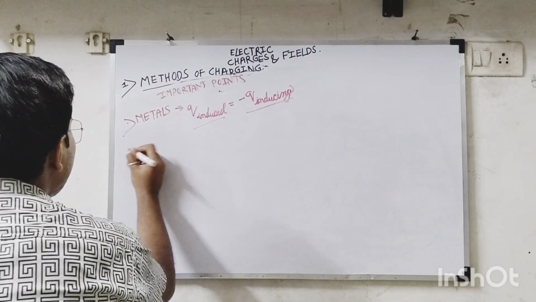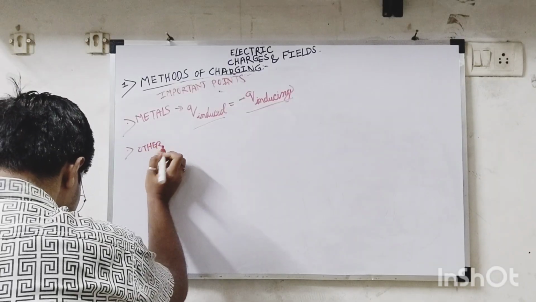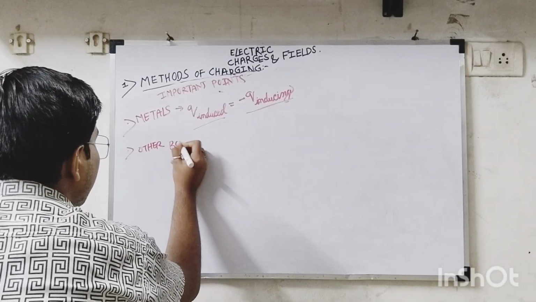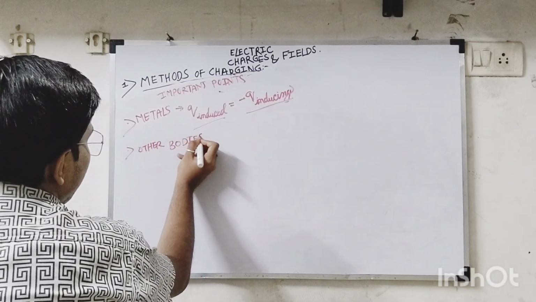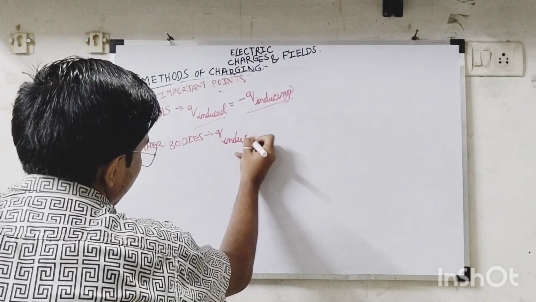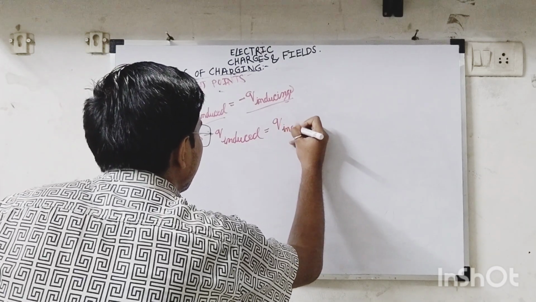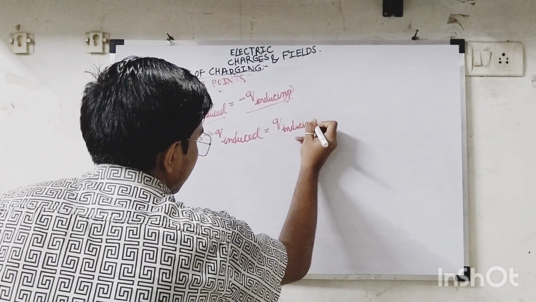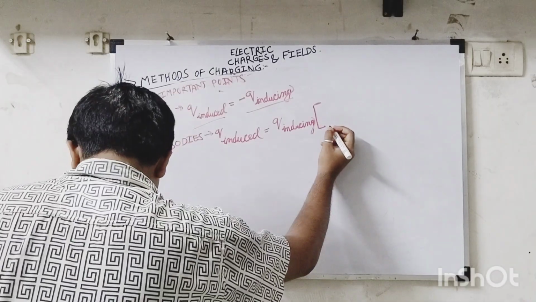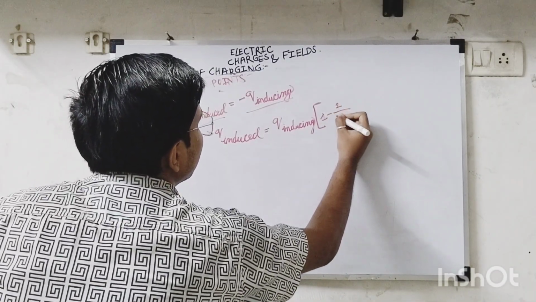Now for other bodies, Q induced is equal to Q inducing times the bracket, 1 minus 1 by epsilon r.